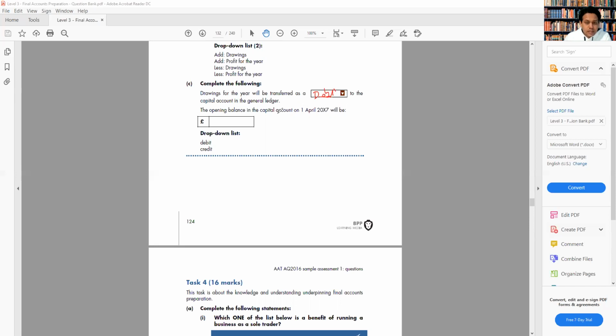An opening balance of the capital account. How much was the net asset? We have calculated 44,695. Yeah, that's the one we have calculated, the closing capital.